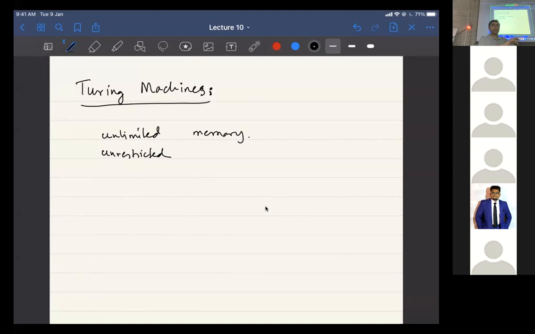Anyway, Church was working on some problems where he formulated a model of computation. We will not go into that model of computation in this course. I covered it in some other classes. It's called lambda calculus. But Turing was also a student working on similar problems, and he independently came up with a model which later became known as Turing machines.